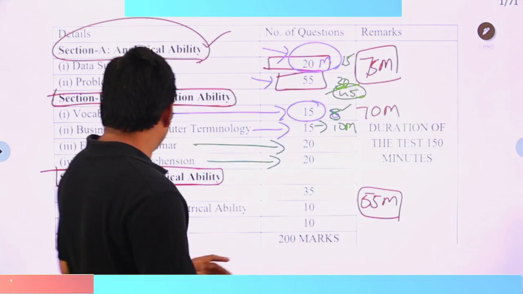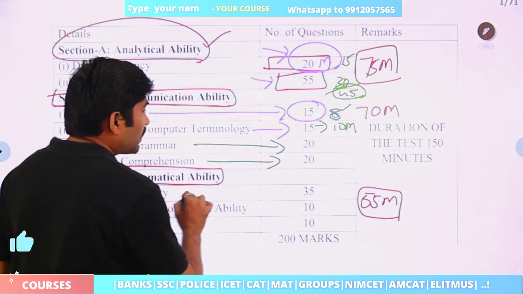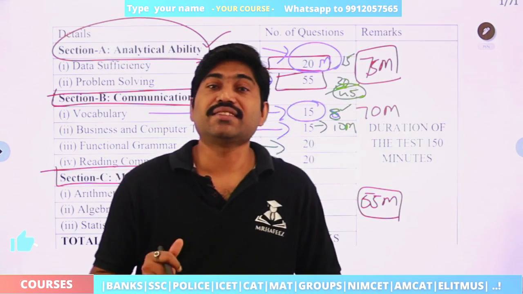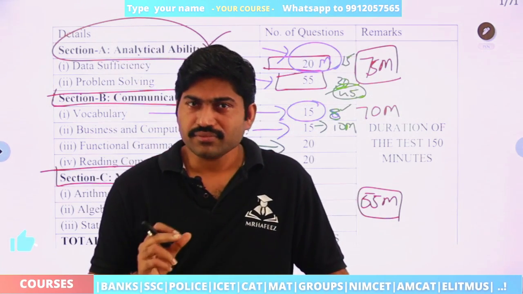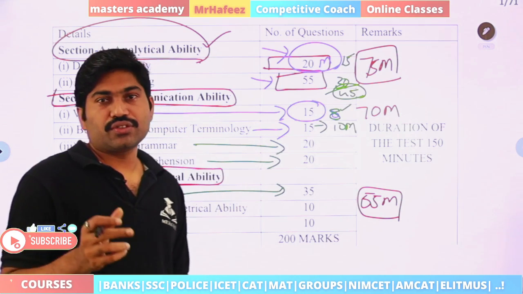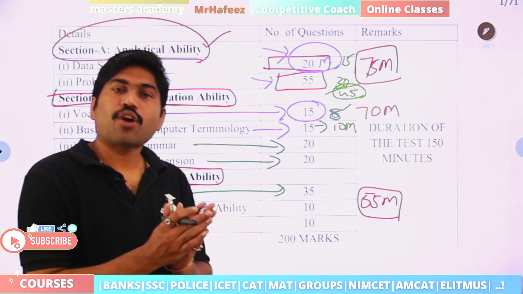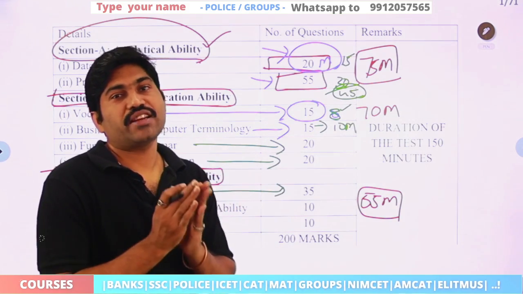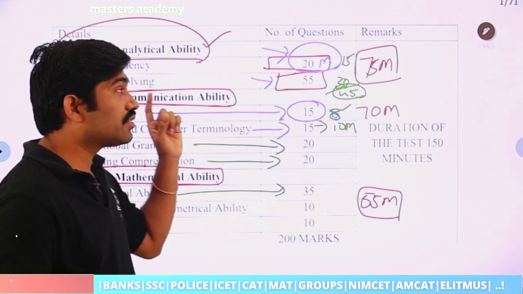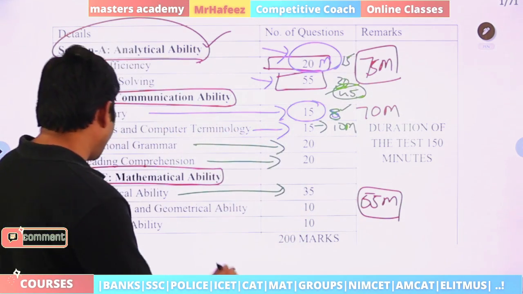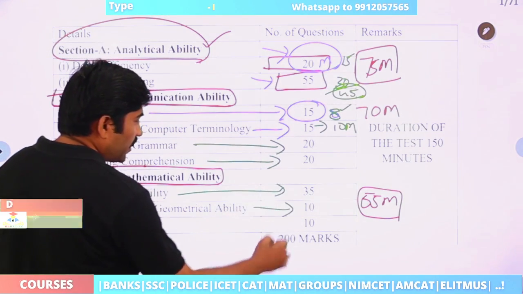And coming to the mathematical ability, arithmetic. It's general mathematics. General mathematics consists of percentages, averages, ratios. So these are all the topics there. Please think broader, not very specific, right? Because the time is very less. Time is running out.